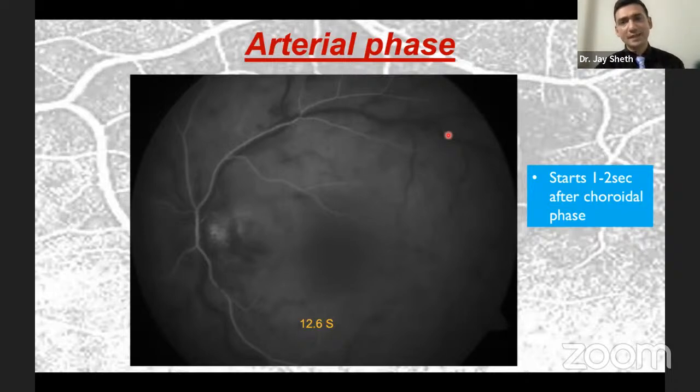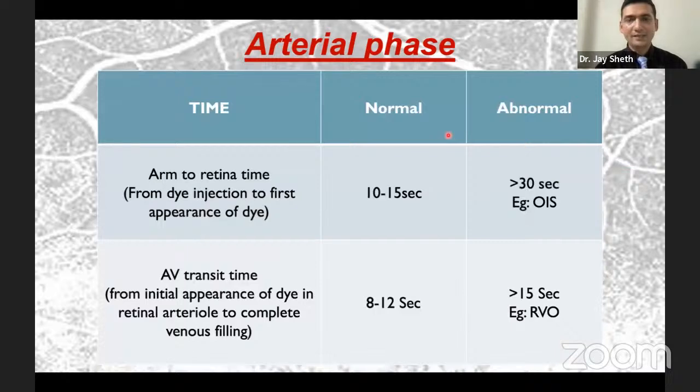Now, once the blood starts filling in the arteries, it goes to the retinal capillaries and subsequently into the veins. Here, one very important point I would like to bring about is the arm to retina time. So, from the time we inject the dye to the time there is starting of filling of the retinal circulation, this is normally 10 to 15 seconds.